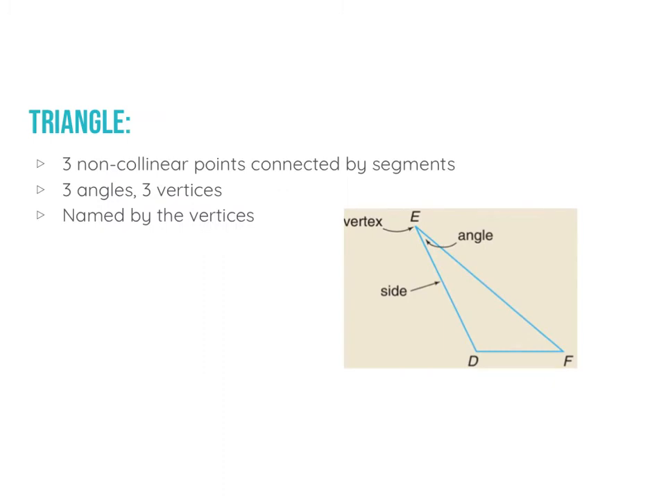So first, we probably just need to make sure we're all clear on what a triangle is. So three non-collinear points, that would be D, E, and F in this case. We have three angles or three vertices, and we name our triangle by those vertices. So if I was going to name this triangle, it would be triangle DEF, or some combination of those three letters. It doesn't have to be in that order. Just again, triangle, we have three sides and we have three angles. Okay, so three angles are vertices, three sides.